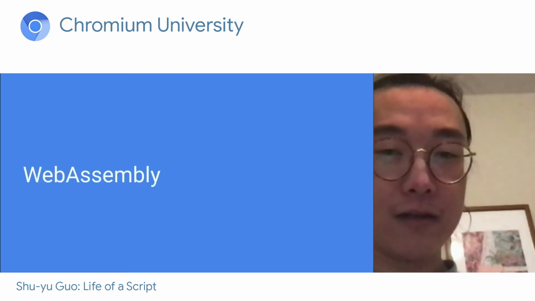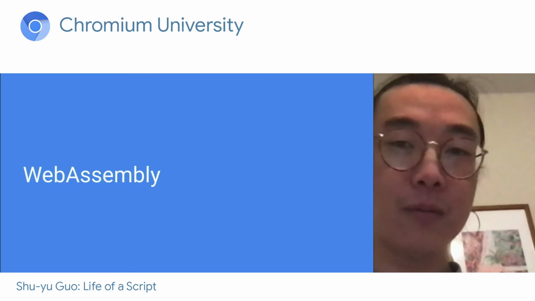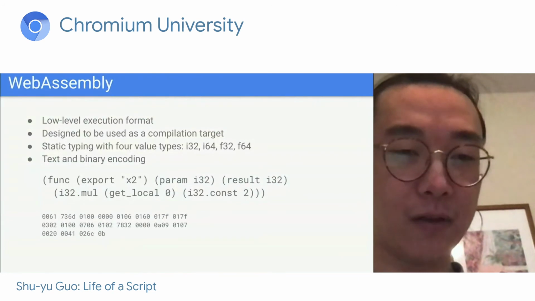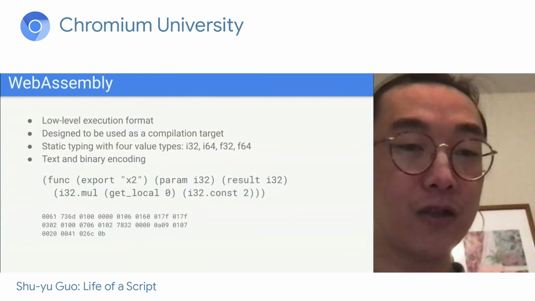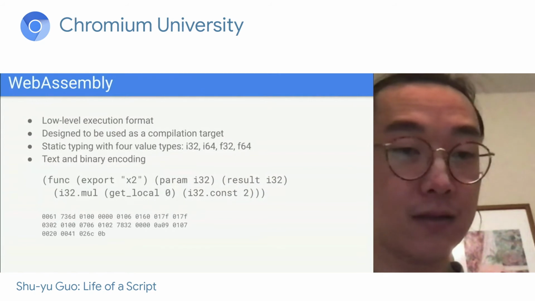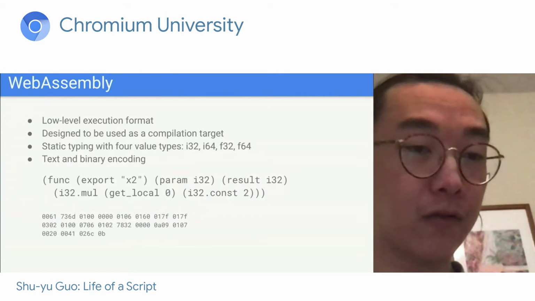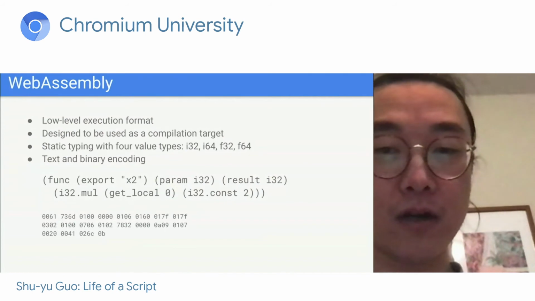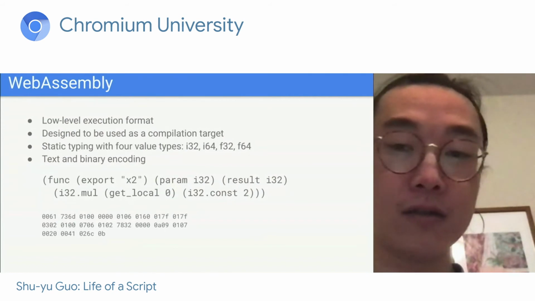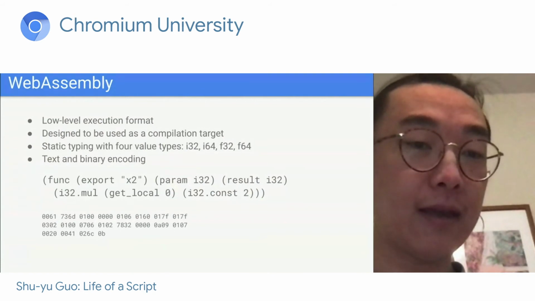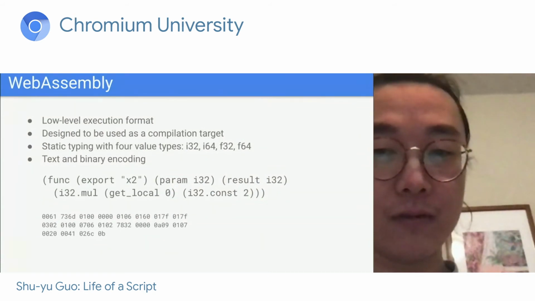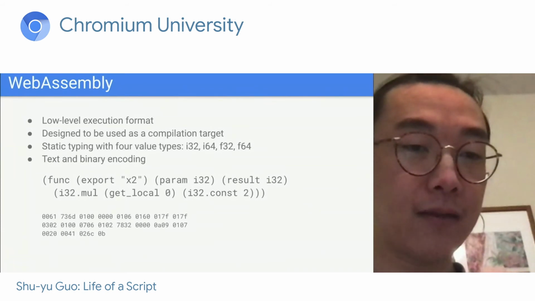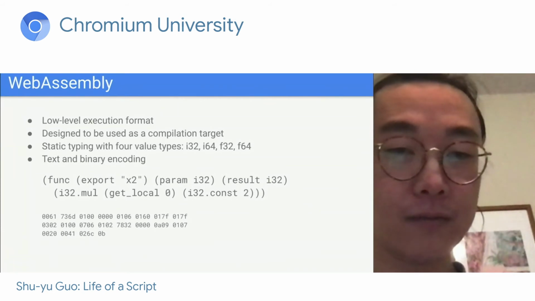All right, so that is basically all the bits that are related to JavaScript. I'll just do a real quick thing about WebAssembly. WebAssembly is a newer format than JavaScript. It serves a different target. It's a lower level execution format. It's designed explicitly for use as a compilation target from languages like C++ and Rust and so on. It's statically typed, unlike JavaScript, and its type system is fairly simple right now. It's just four machine types, and there are text and binary encodings.